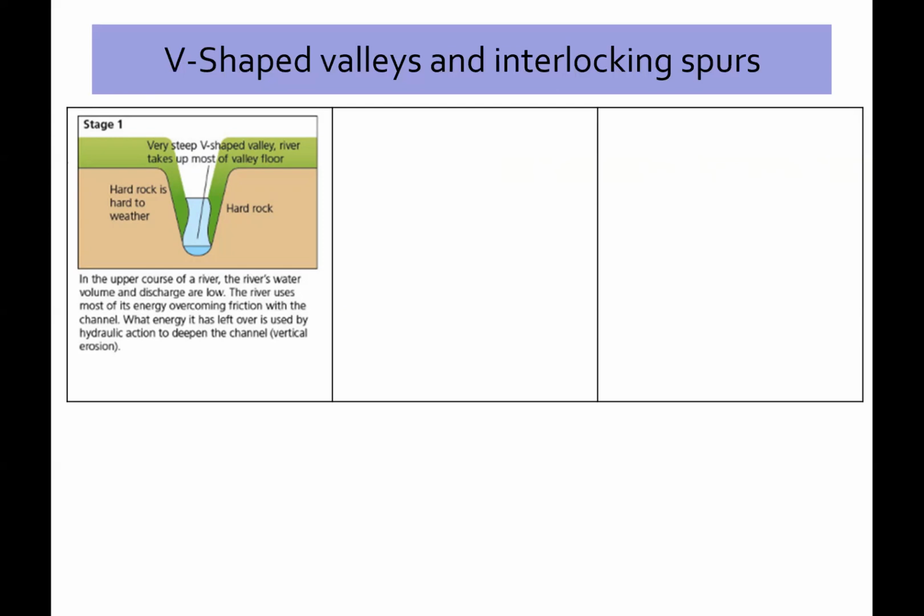And because up near the start of the river there's not much water in it, the discharge is low, the volume is low. And that means that the river has to use most of its energy to flow, to overcome the force of friction. And any energy that it has left over, it uses to deepen the channel through vertical erosion. And the main type of erosion up there is hydraulic action. So that river erodes downwards, vertically, creating this steep valley.